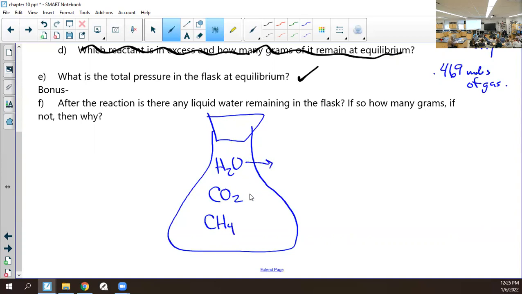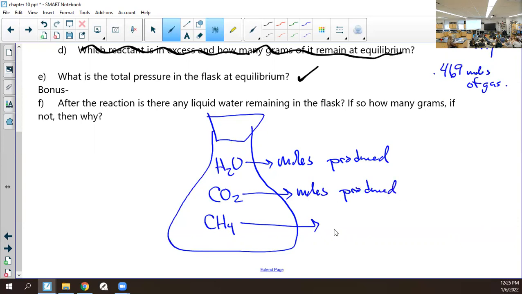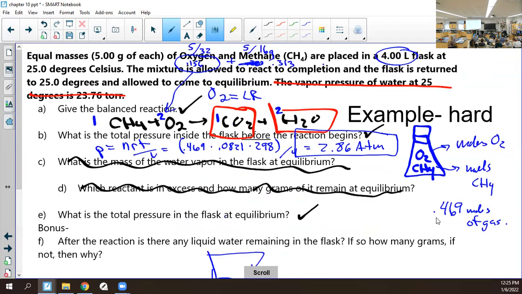So I need to find the moles of each one. I need to know the moles produced of water. I need to know the moles produced of CO2. And then I need to know the moles left over of the methane. I'm going to scroll higher, and I'm going to change it to red here. My limiting reactant moles were 0.156, correct?